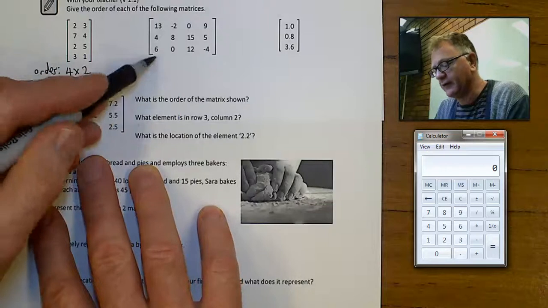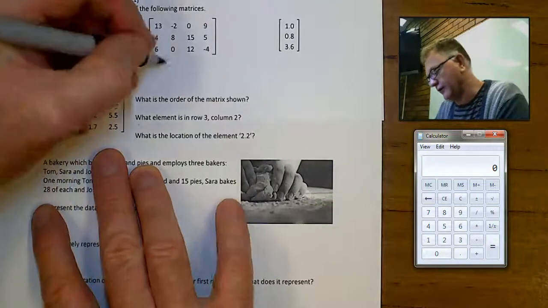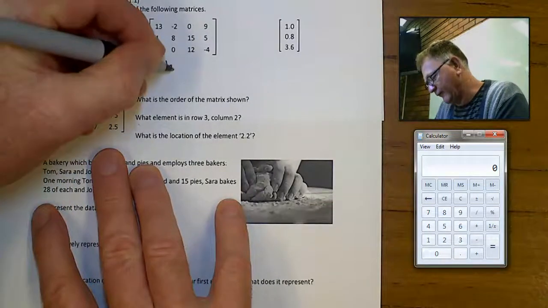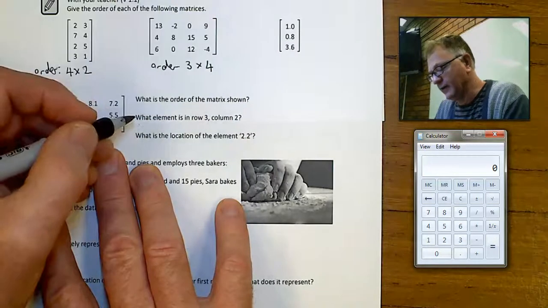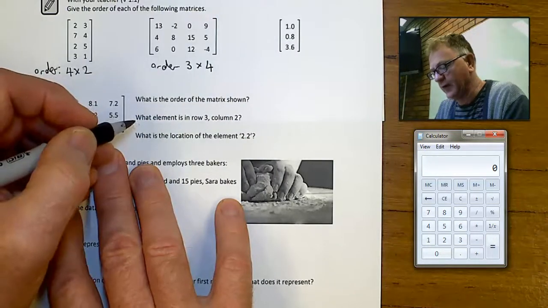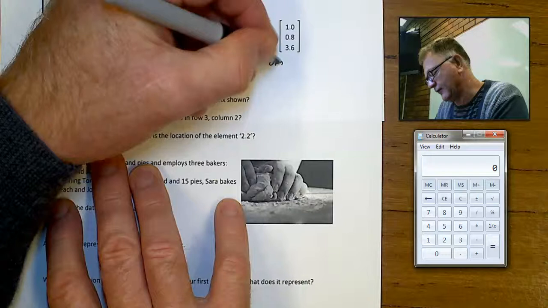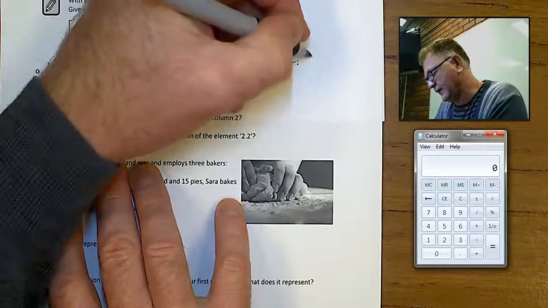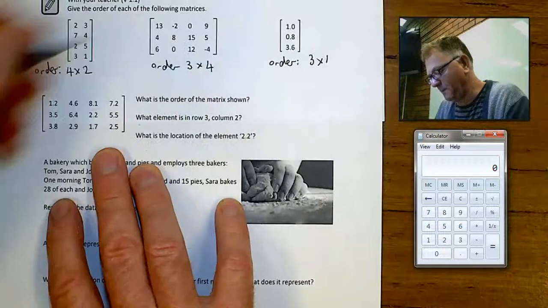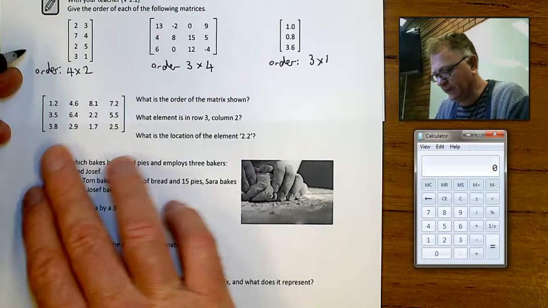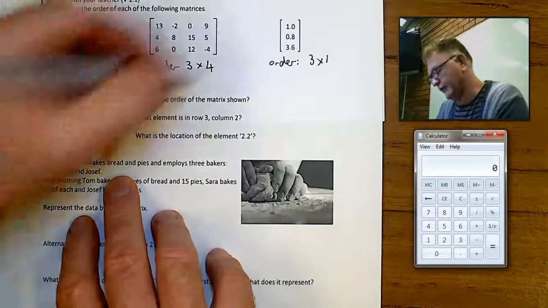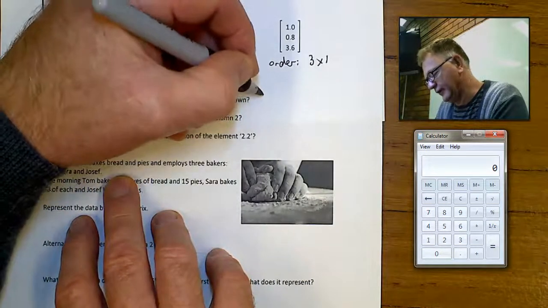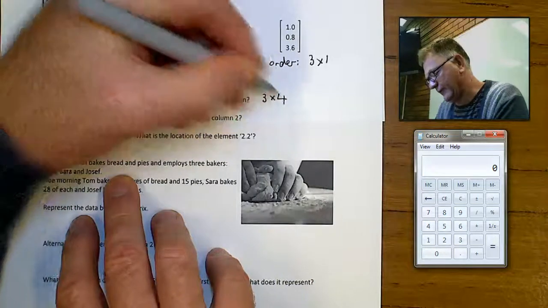The order of this one, 3 rows and 4 columns. 3 by 4. And this one has 3 rows and 1 column. Its order is 3 by 1. This matrix has got 3 rows and 4 columns. Its order is 3 by 4.